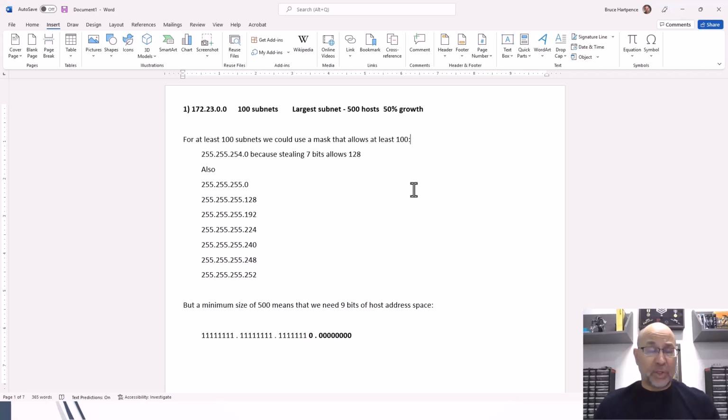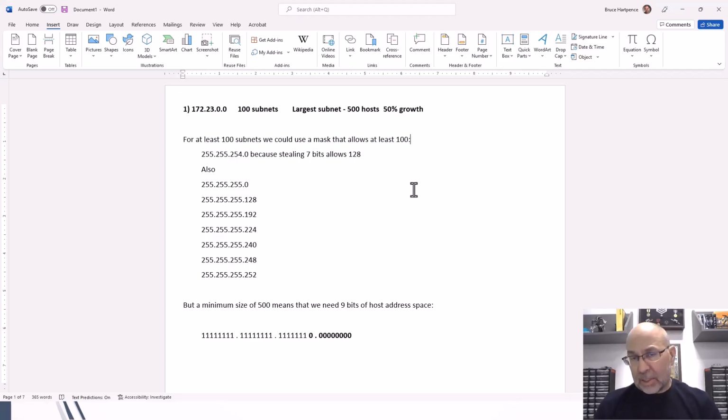But 8 bits would also do it. 9 bits would do it. 10 bits. So there's a whole bunch of combinations that would give us 100 subnets. But the next requirement is that we need 500 hosts in the largest subnet, which means that we need a certain number of bits for this 500 host subnet. How many bits do we need for 500 hosts? Well, 8 bits is 256, a full Class C size address space. So 8 bits gives us 256, and we need 9 bits to give us 512 possible.